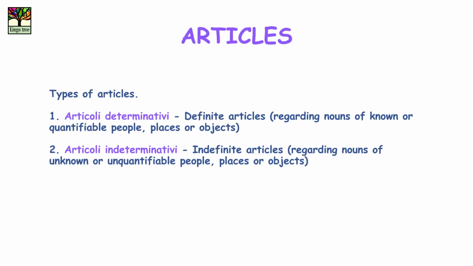Articles are those small words used before a noun that allow us to define its gender, masculine, feminine, and number, singular, plural. As you might know, there are two types of articles. Definite articles, regarding nouns of known or quantifiable people, places, or objects, and indefinite articles, regarding nouns of unknown or unquantifiable people, places, or objects. Let's start with the definite articles.